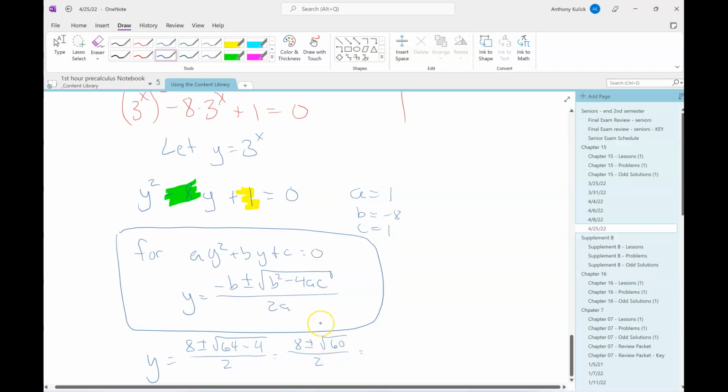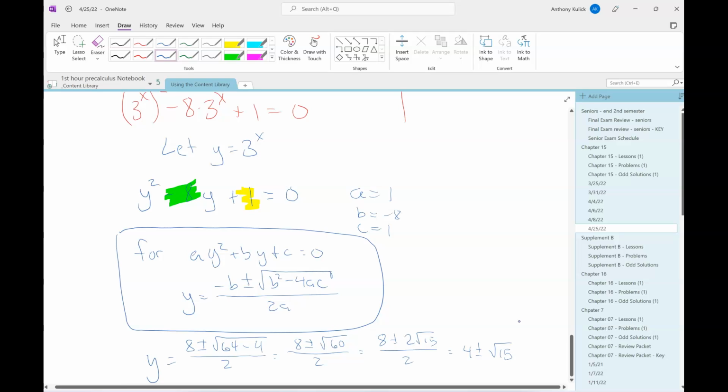And the square root of 60 is... 60 is 4 times 15, right? Everybody agree with that? Why is that particularly useful? Because the square root of 60 will be the square root of 4 times the square root of 15. And what's the square root of 4? 2. So this will reduce down then to 4 plus or minus root 15.